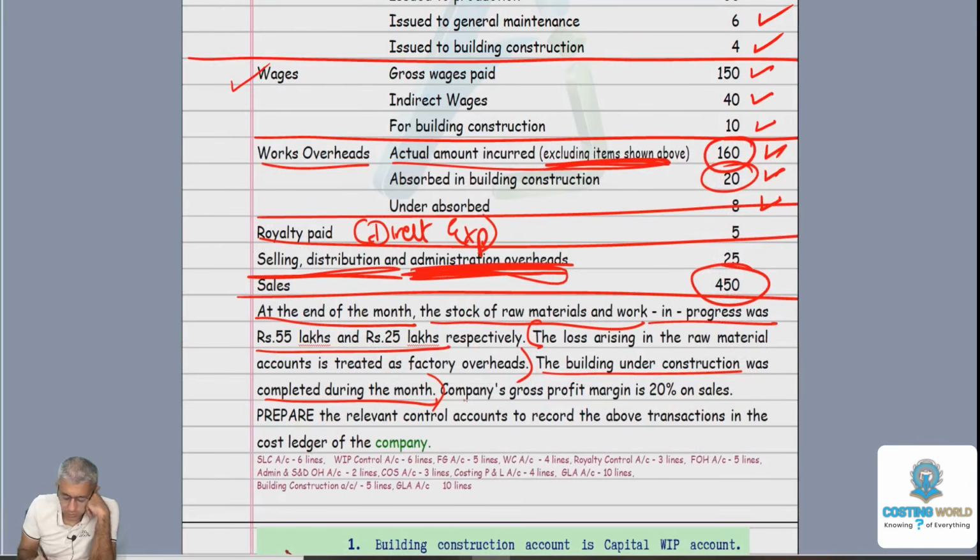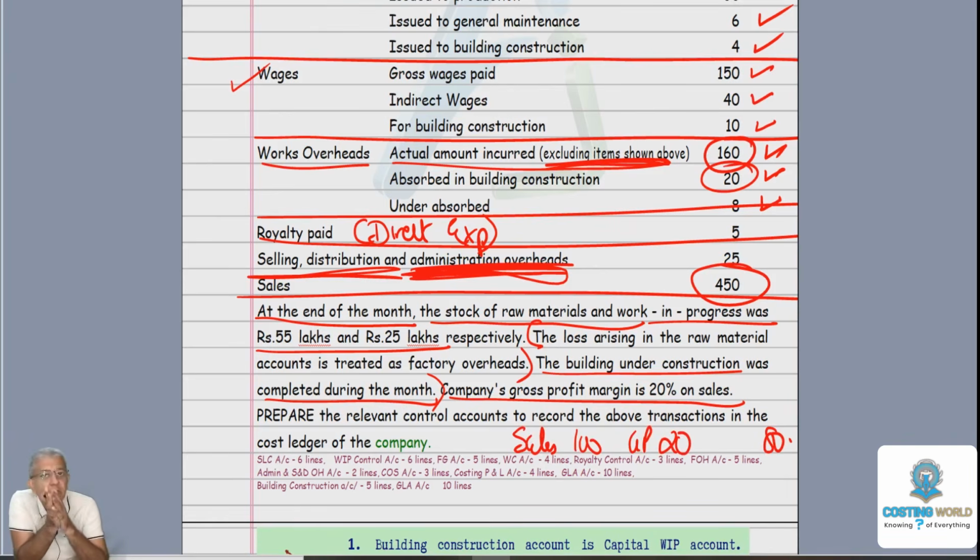All these things are over. Company's GP ratio is 20% on sales. Now, you'll have to tell me this now. If sales is 100 and we remove GP of 20, whatever you get, 80 rupees. I'm only giving you all 2 options. Think before you speak. 80 will be COGS or it will be COS. Think.